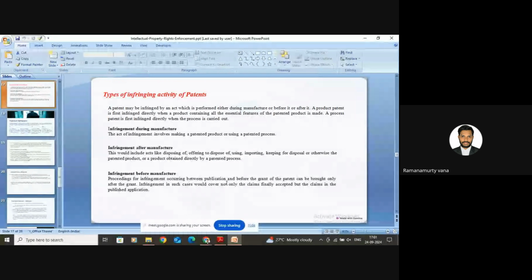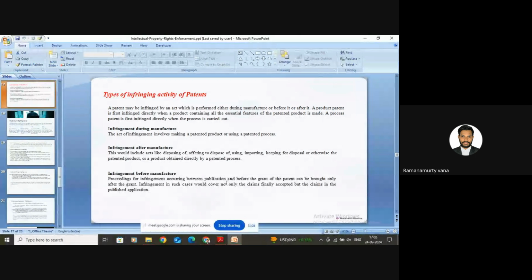Next, infringement after manufacture. This would include acts like disposing of or offering to dispose of, using, importing, or keeping for disposal the patented product. This comes under infringement after the manufacture. Infringement before manufacture: before manufacture, infringement can also happen.